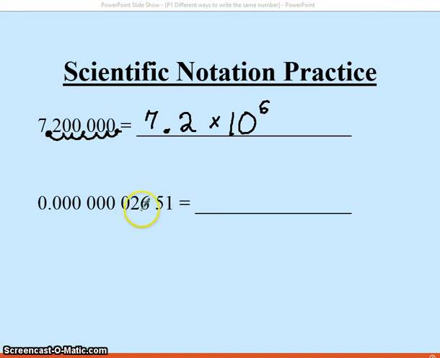We can do the same thing here. The decimal would go here, 1 place over. So we'd have 2.651 times 10. But this time it's going to be a negative exponent because this is a very small number. And then we'll count how many places difference between the old and the new decimal. 1, 2, 3, 4, 5, 6, 7, 8. So 10 to the negative 8 power.